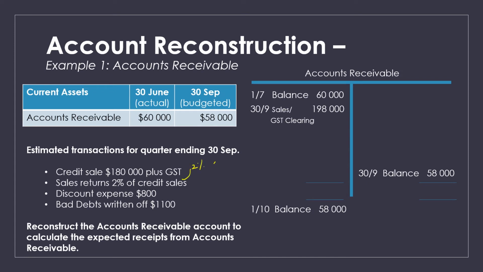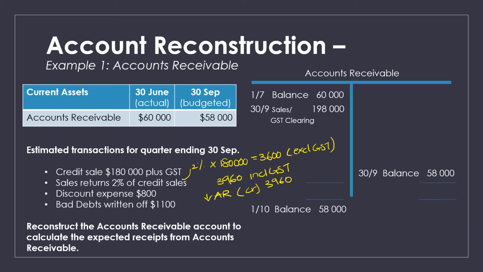So we take 2% multiplied by the estimated credit sales of $180,000. And this gives us $3,600. But this amount excludes GST. So we need to add the GST, and that will give us $3,960 including GST. A sales return will lead to a decrease in accounts receivable, therefore the accounts receivable account will be credited. And it will be credited for the full amount, $3,960 including GST.